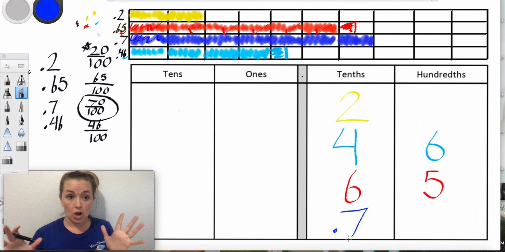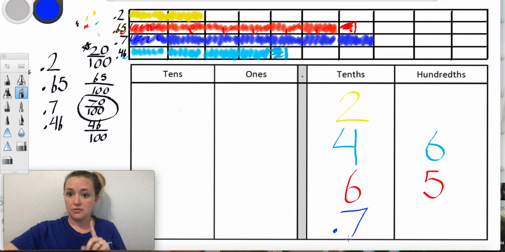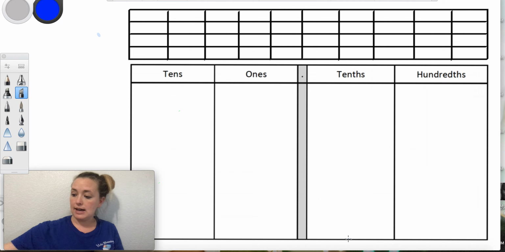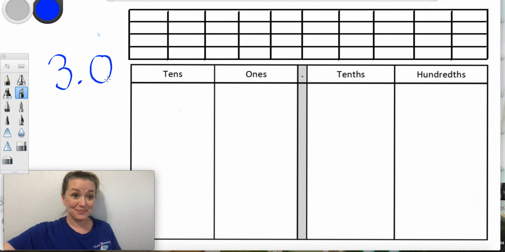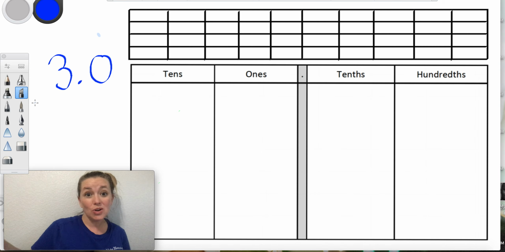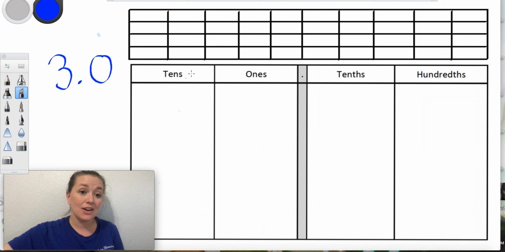Okay, so let's look at just a few more examples. And in these examples, we're only going to be comparing 2 fractions at a time. So let's look at, or 2 decimals at a time, I should say. Let's look at 3. This number right here is just 3. Yeah, it shows a decimal point, and it shows a 0 after it, but it's saying, hey, I don't have any tenths here, so it's just 3.